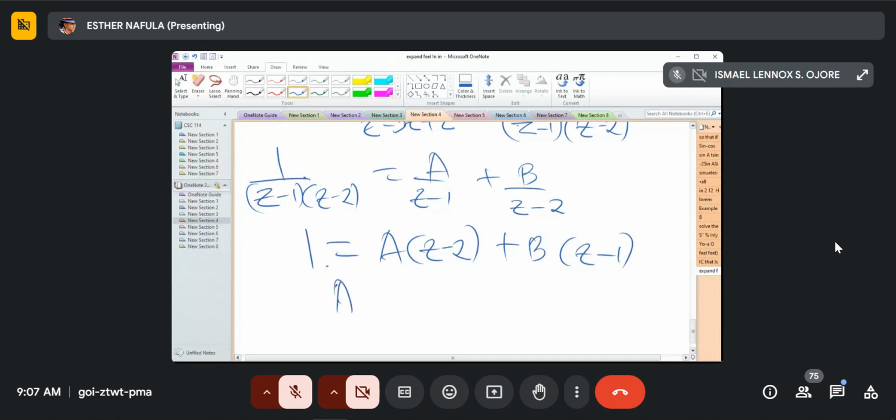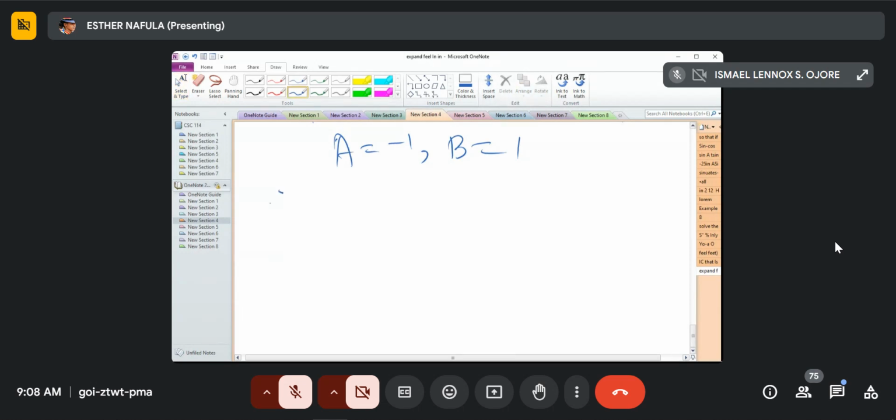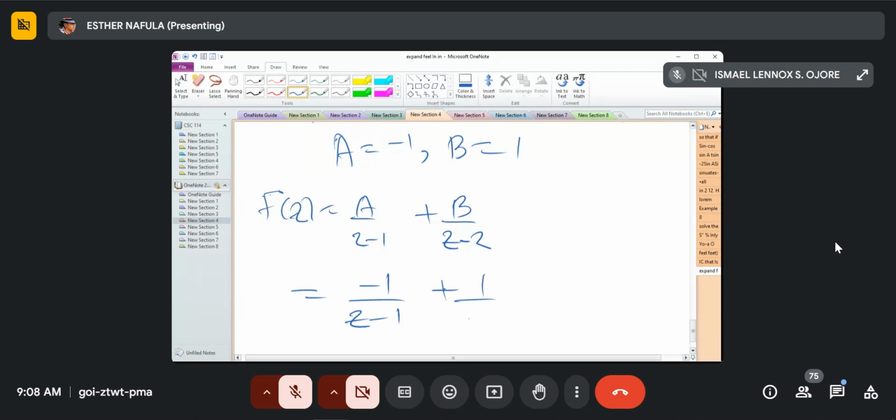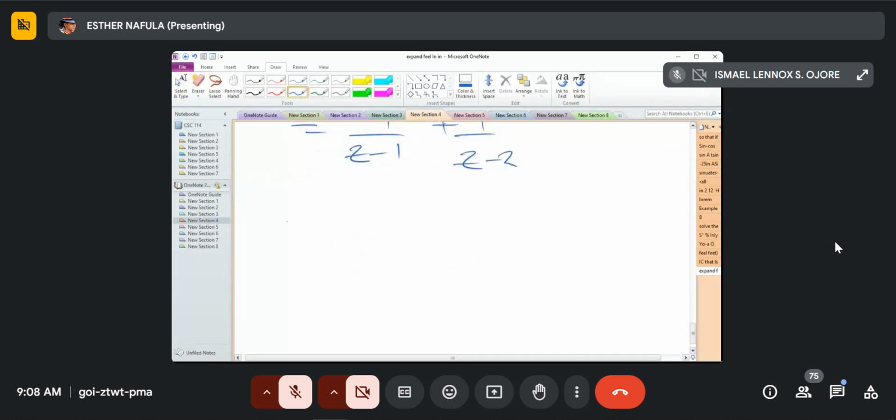A is -1, B is 1. So our function f of z, which was a over z minus 1 plus b over z minus 2, will be minus 1 over z minus 1 plus 1 over z minus 2. Again, I'll always advise you start with the positive fraction. So start with 1 over z minus 2 minus 1 over z minus 1.